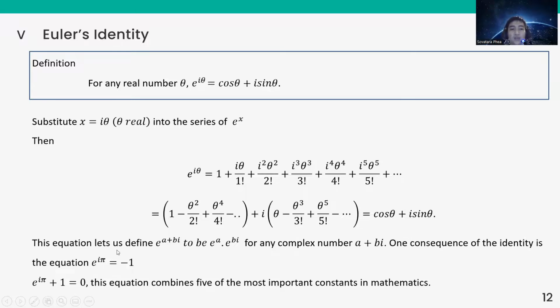And also this equation lets us define e to the power a plus bi to be e to the power of a times e to the power of bi for any complex number a plus bi. And one consequence of the identity is the equation e to the power i pi equal to -1, and the equation e to the power i pi plus 1 equal to 0. This equation combines 5 of the most important constants in mathematics.